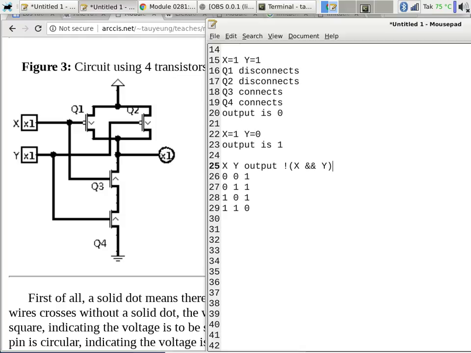Well, the big deal is given the NAND gate construct, you can reconstruct all of the other operators that you already know. It is the universal Boolean operator.